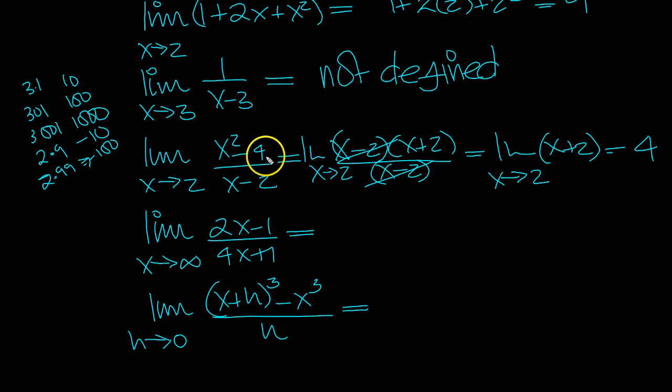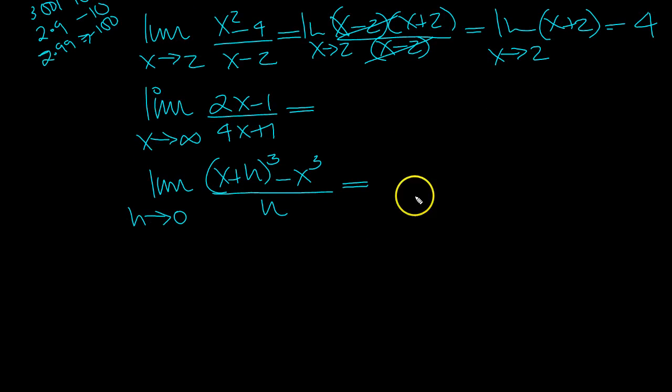This one, it was 0 over 0, but you could simplify it with the algebra, and then this is much easier to deal with, because as you look at x tending to 2, it's going to stabilize at 4. This wasn't stabilizing at all, was it?